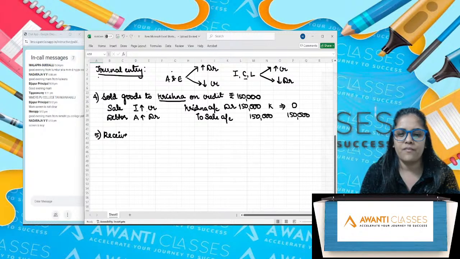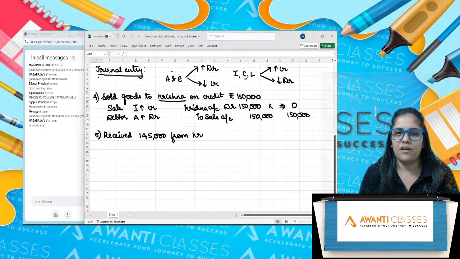Received 1,45,000 from Krishna in full settlement.